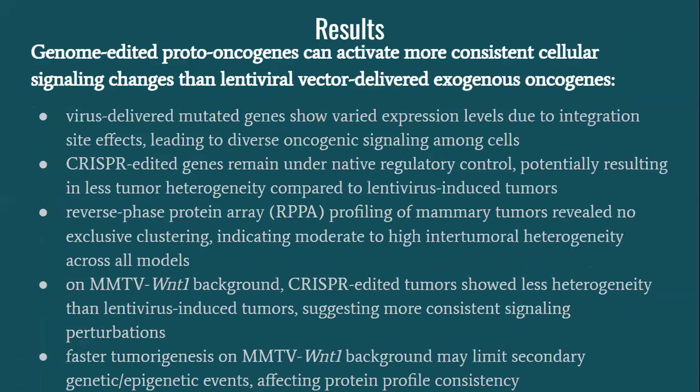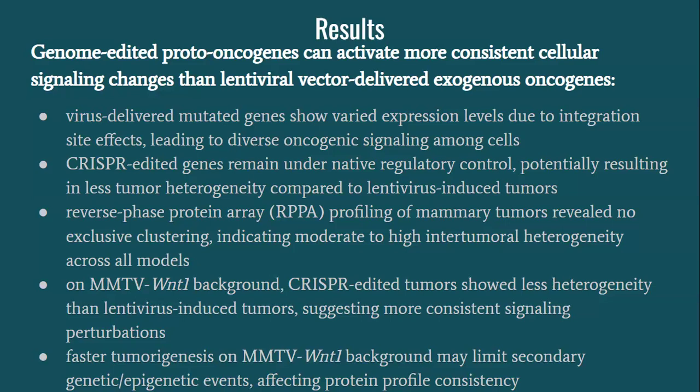Then genome-edited proto-oncogenes can also activate more consistent cellular signaling changes than lentivector-delivered exogenous oncogenes. So virus-delivered mutated genes also show varied expression levels due to integration side effects, right? As I've mentioned in the beginning, that's why they are not that good. And that may also lead to diverse oncogenic signaling among cells. CRISPR-edited genes, on the other hand, remain under native regulatory control, right? Potentially resulting in less tumor heterogeneity compared to lentivirus-induced tumors.